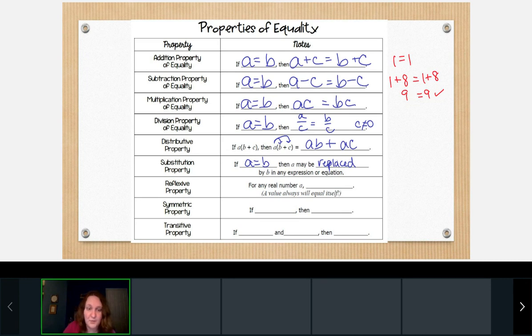The reflexive property, this one, it seems kind of silly, but it says that any number is equal to itself. So 2 equals 2, 7 equals 7, 40 equals 40. Any number is equal to itself. That feels like a silly rule that we need to know, but we are going to be using it quite frequently, especially when we get into triangles.